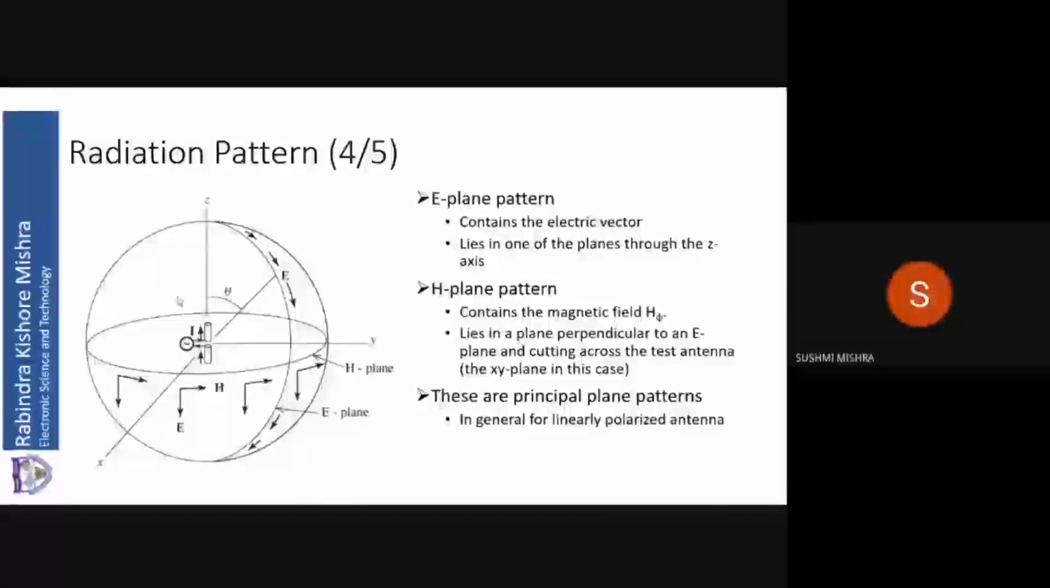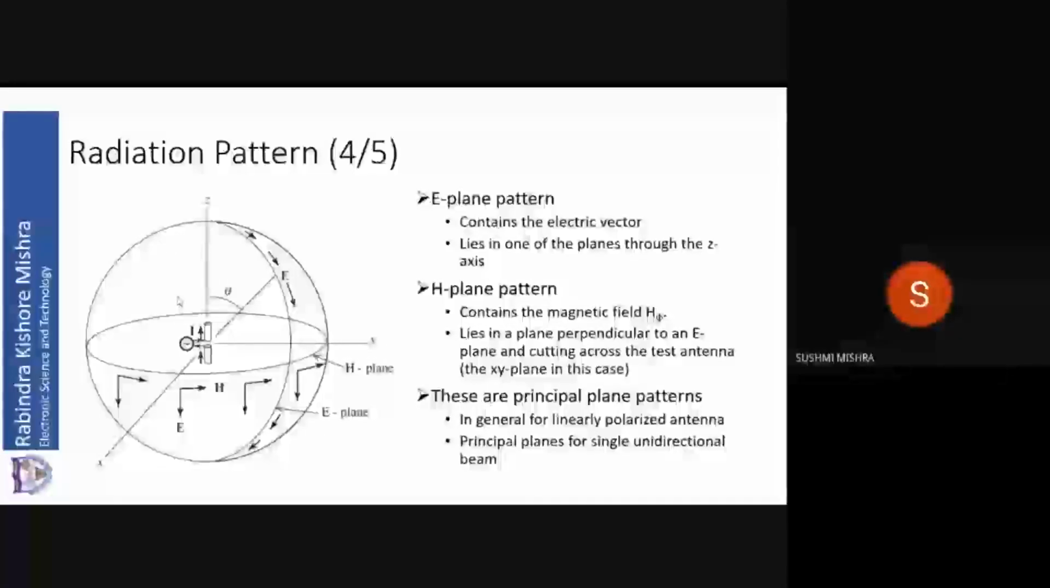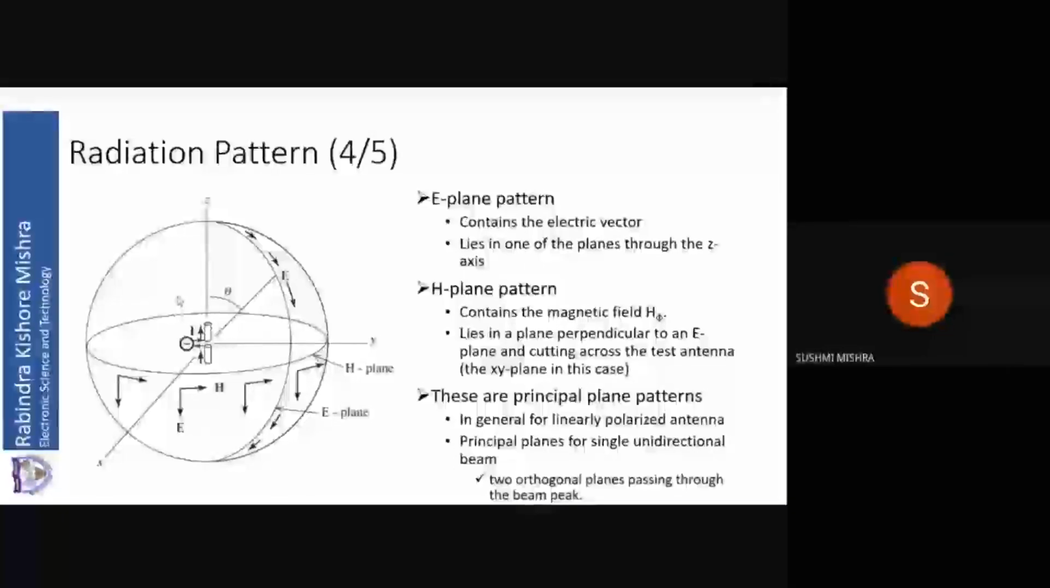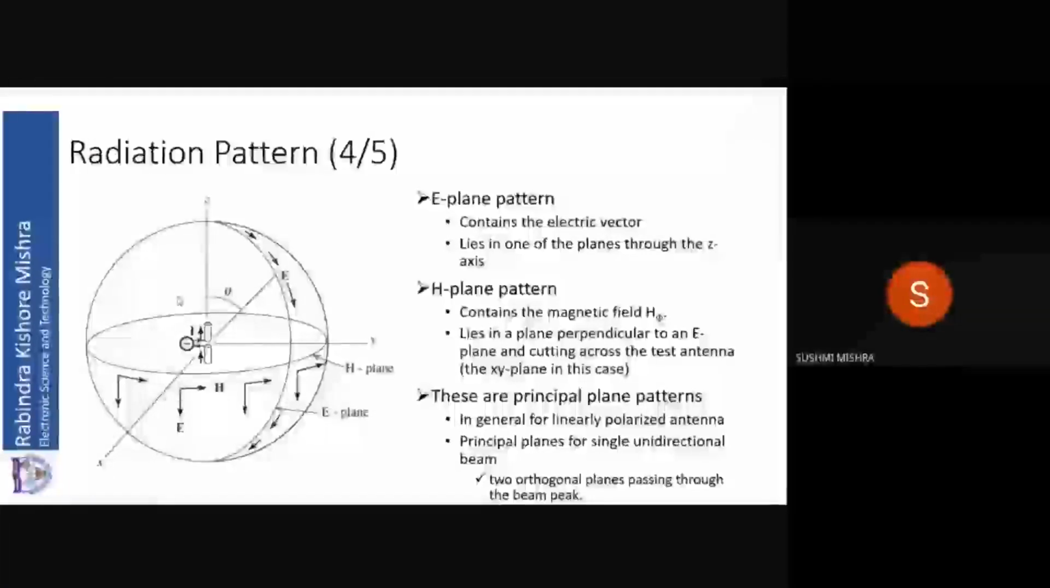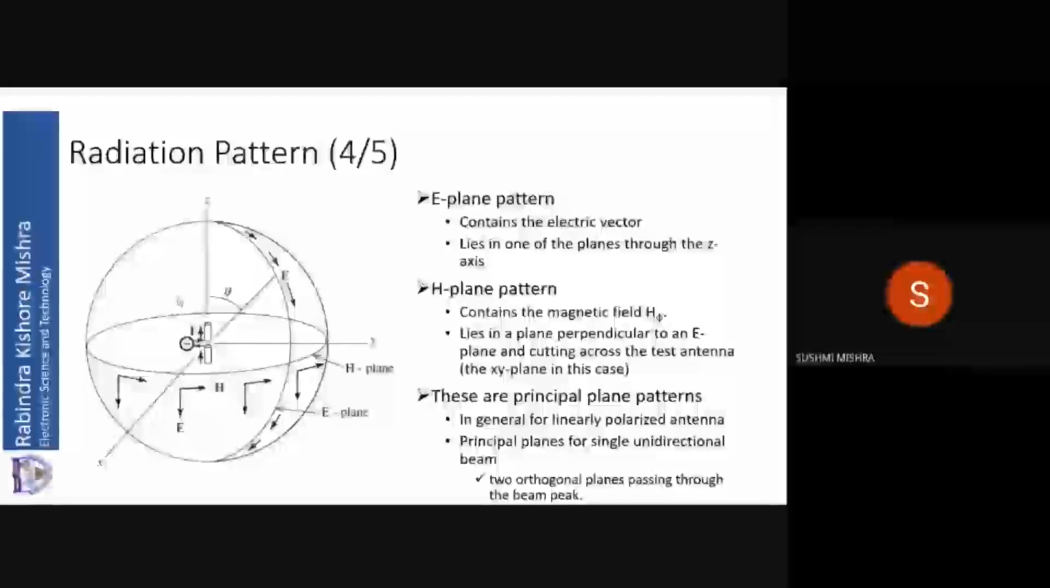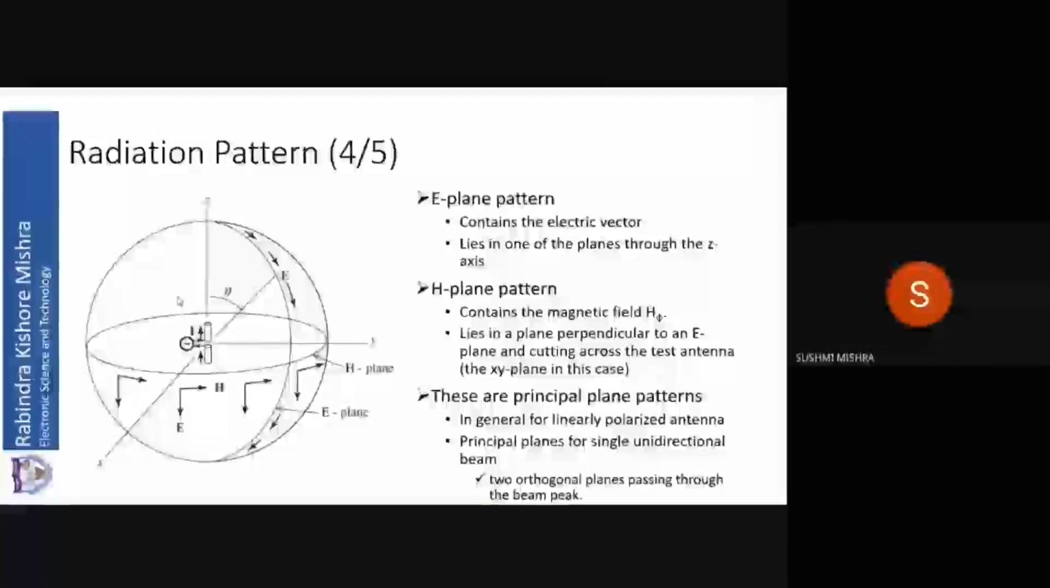In general, these are for linearly polarized antennas. Principal planes for single unidirectional beams are two orthogonal planes passing through the beam peak. So once you have a principal plane, find out the beam. If you have only one main beam, take any two orthogonal planes passing through that beam, cutting through that beam. Those are your principal planes. But they should be along the Z axis.